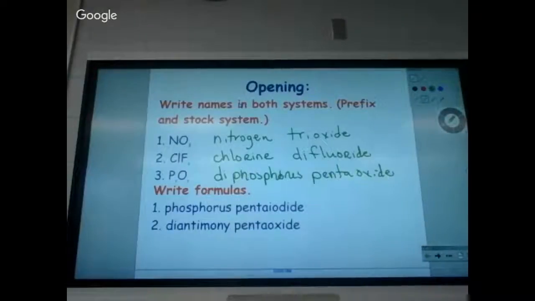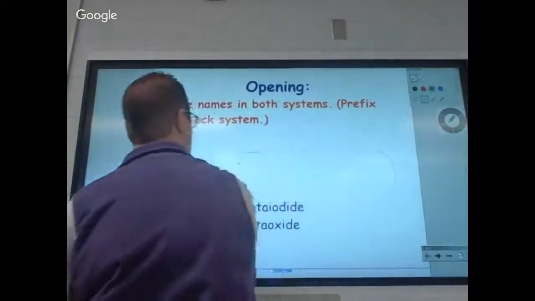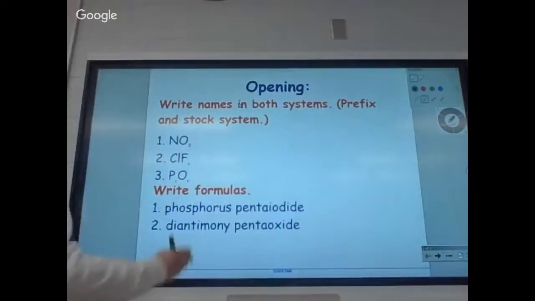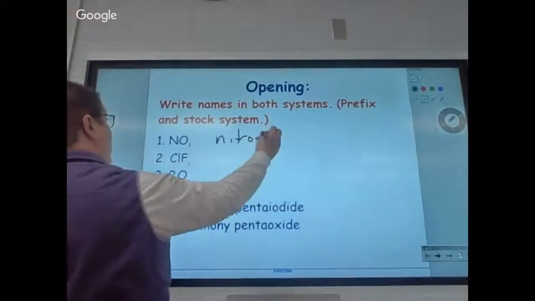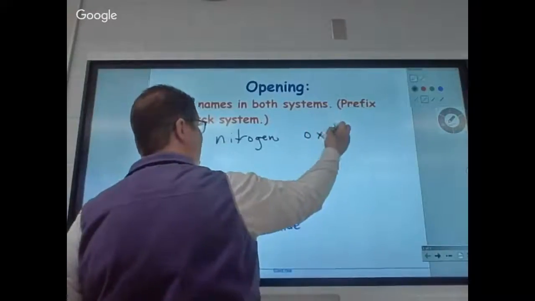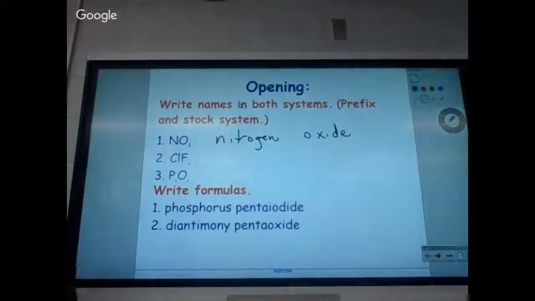Stock system wants oxidation numbers. So now we're not interested in the subscript. We're interested in the oxidation numbers. So when we look at nitrogen, we have to know its oxidation number and whether or not it's been reduced. So it's still nitrogen and it's still oxide. That part's not changed. But now, what's its oxidation number? Is there more than one? And was it reduced?